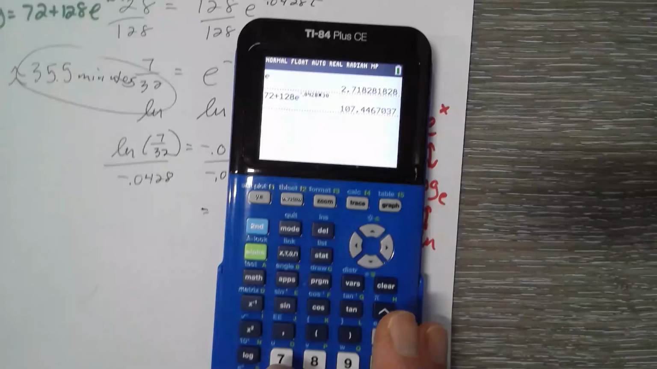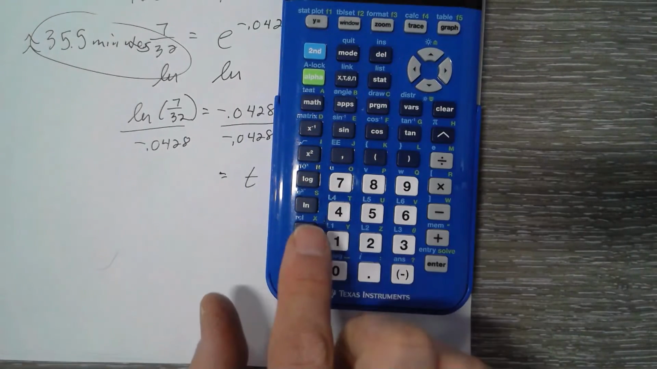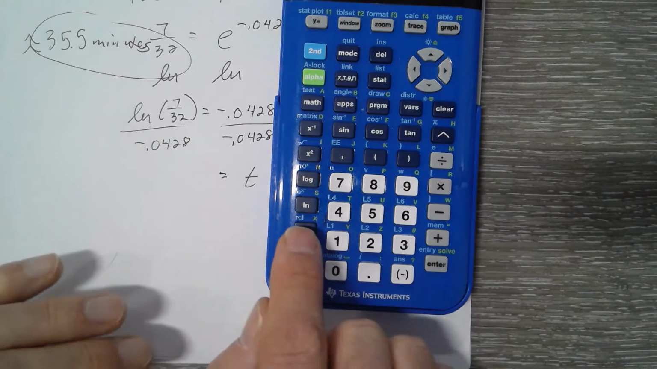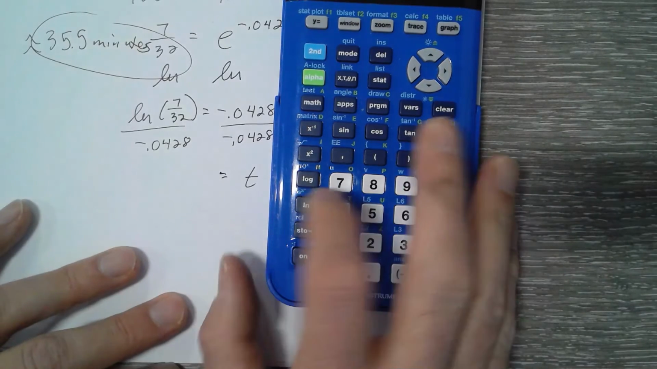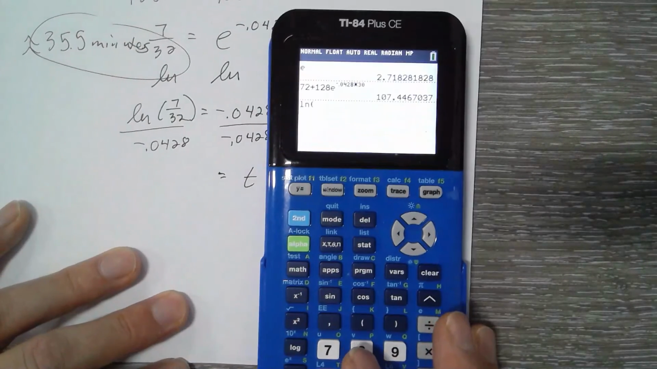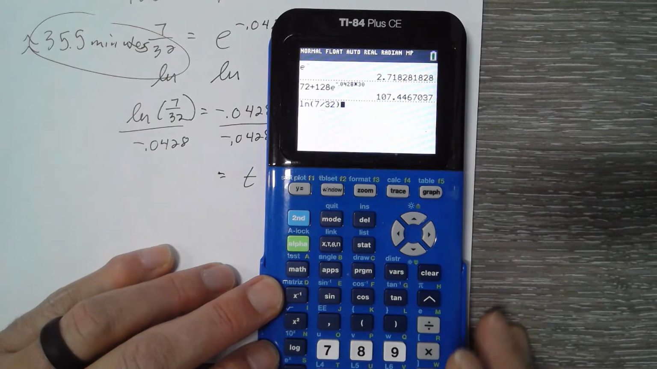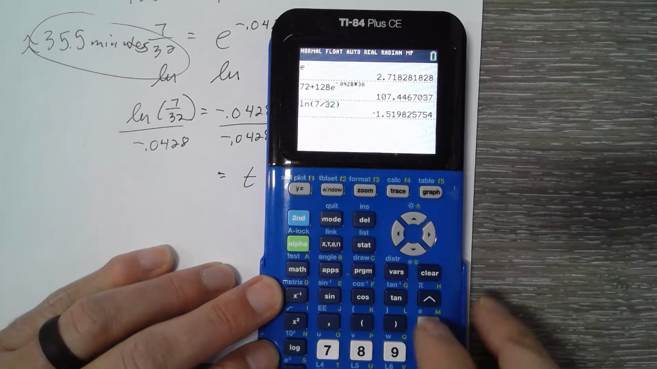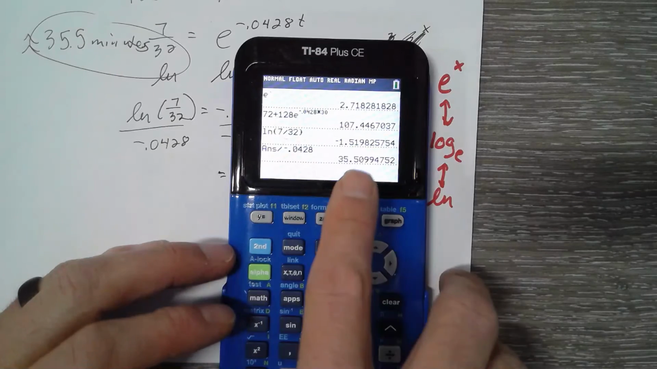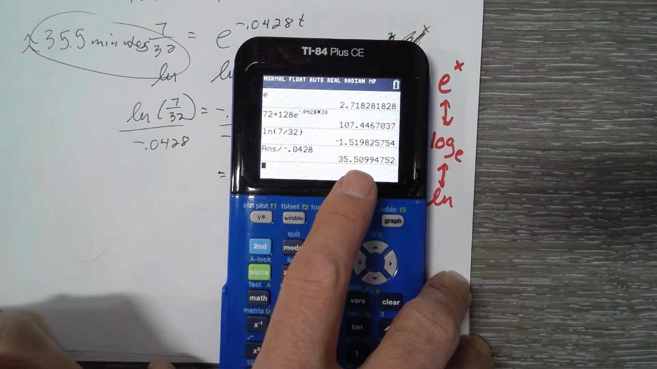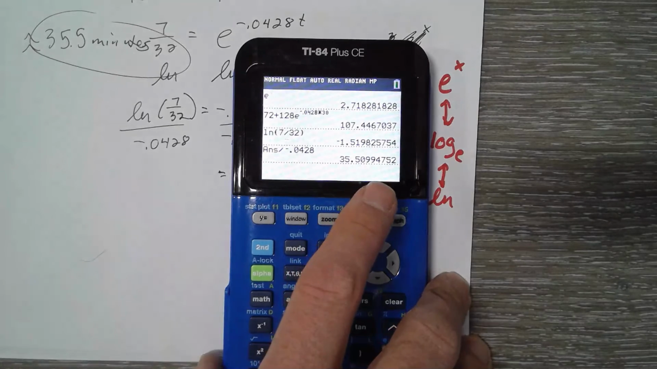So natural log, same button as the e to the power. It's right here. It looks like a 1n. It's natural log and ln right here. So natural log of 7 over 32 equals, and then divide by negative 0.0428. And that answer looks pretty familiar to us. Okay, we did not need to graph it. We could just undo it with a natural log.